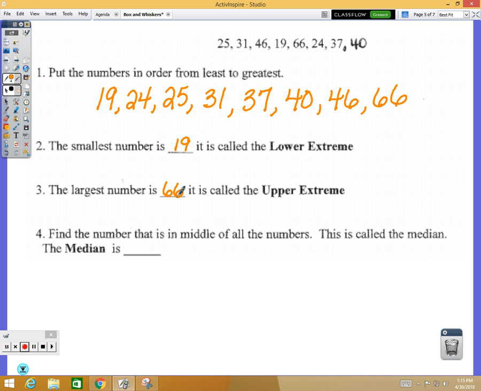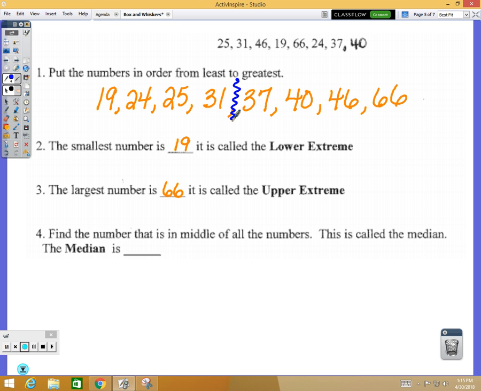Find the number that is in the middle of all of the numbers. This is called the median. Again, we have an even amount of numbers. So how do you find the middle number then? The middle is right here. How would you find what the median is? Who can help us out with that? Talia.